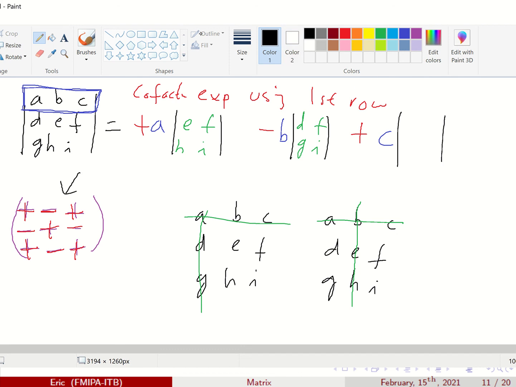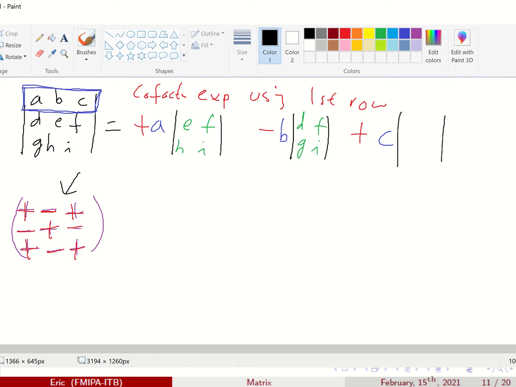And what is meant by the submatrix? Let's see. I will have to select this. Delete. Okay, now I would like to give you another example.